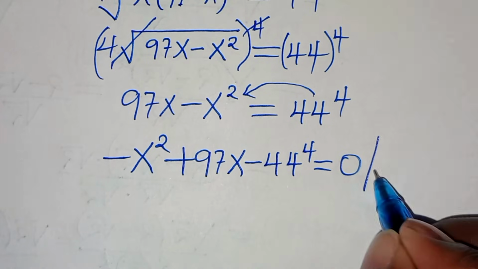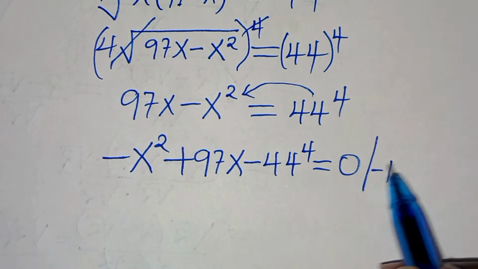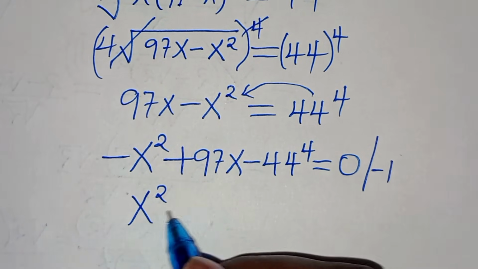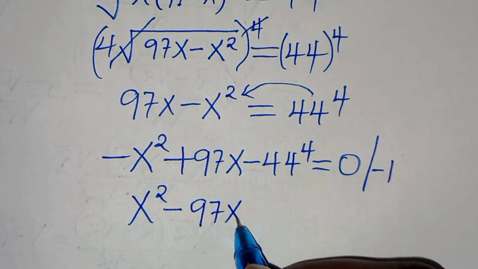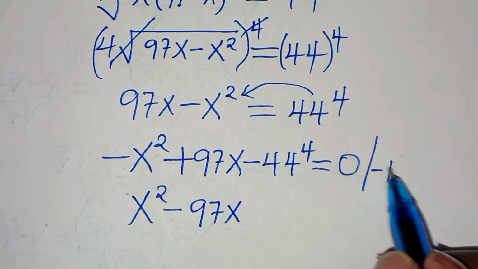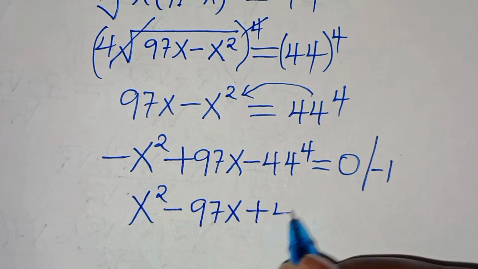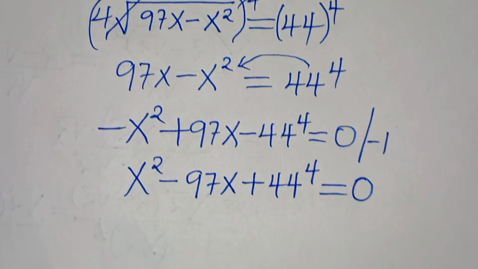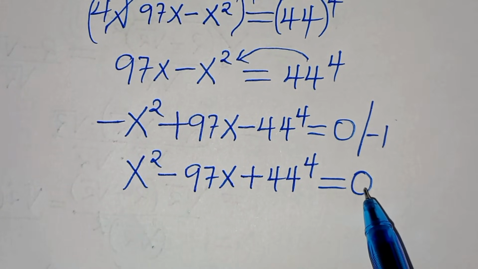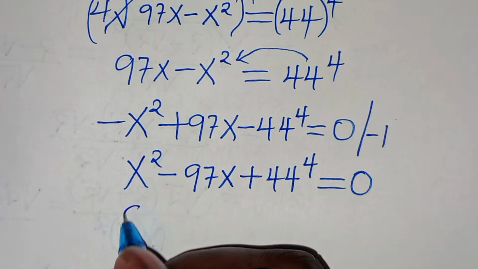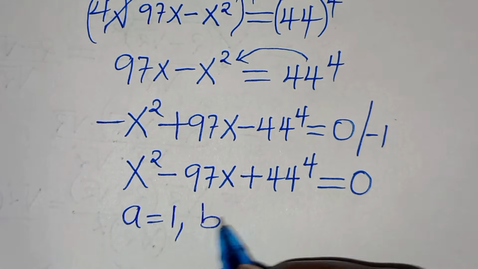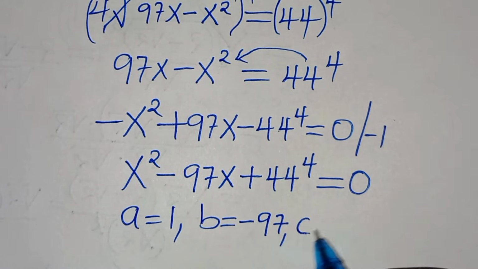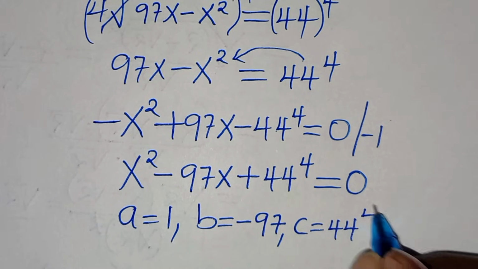So let's divide both sides by minus 1, so that minus x squared divided by minus 1, this is x to the power of 2, plus 97x divided by minus 1, this is minus 97x, then minus 44 to the power of 4 divided by minus 1, this is plus 44 to the power of 4, this is equal to 0. So this is the quadratic equation here. So we have A is equal to 1, B is equal to minus 97, and C is equal to 44 raised to the power of 4.